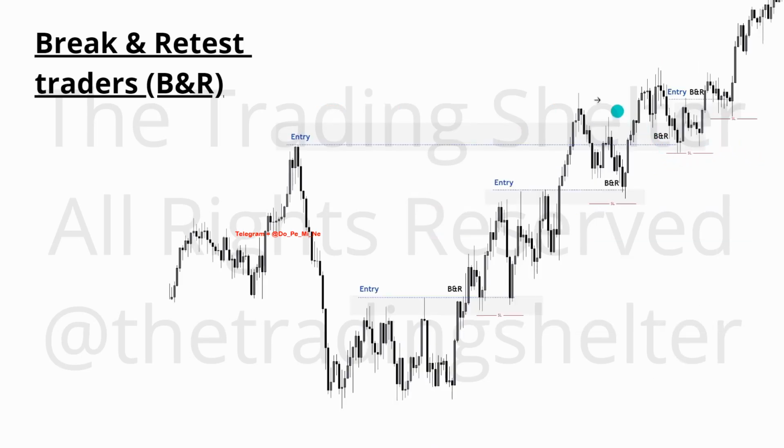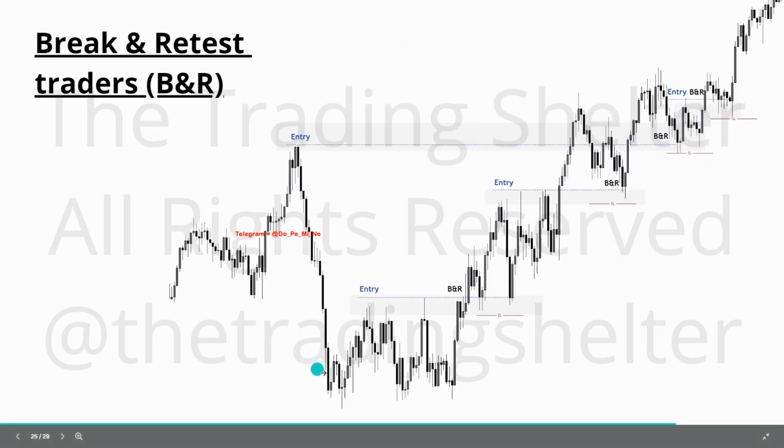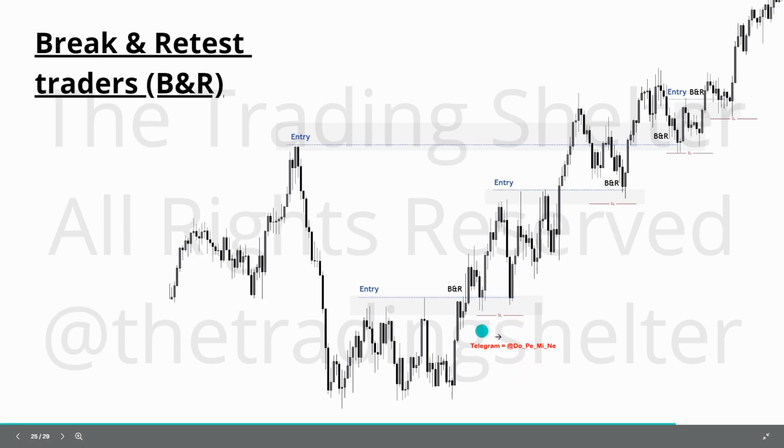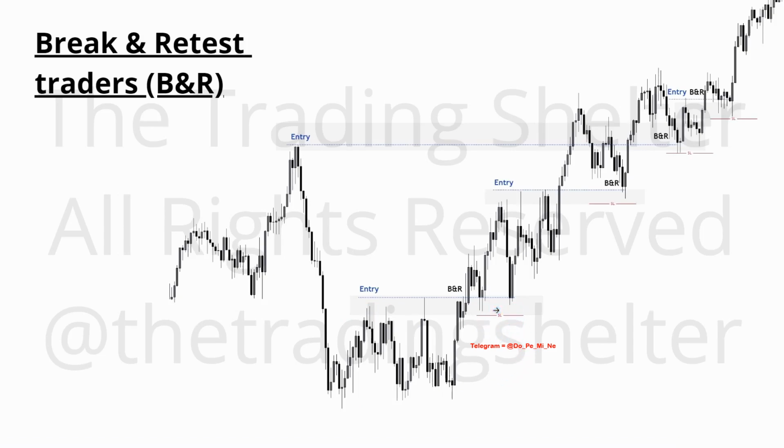Now, here we go. As you can see, there's a range. Price breaks the range, retests the range one time, retests the range two times. You have a support, a supply or demand, whatever they call it, becoming resistance or support, whatever they call it. So let's put the zone here. So they have confirmation to enter here, right? So they will put the stop loss either here or here.